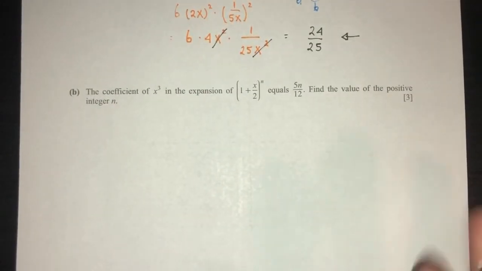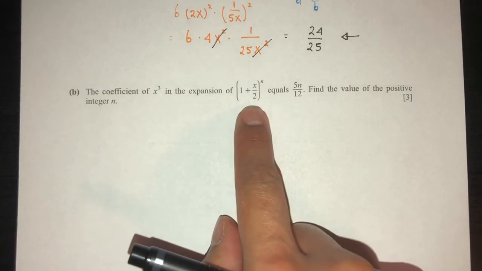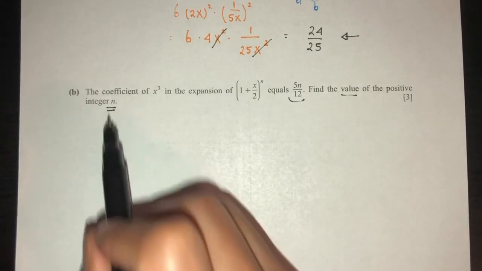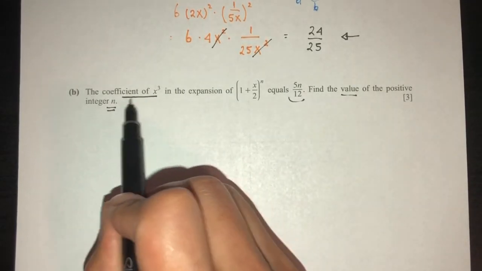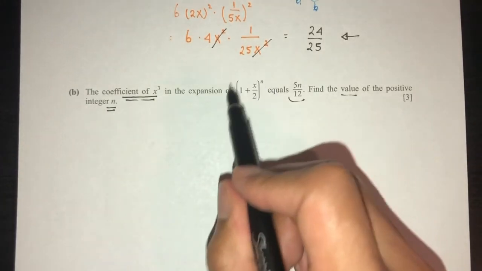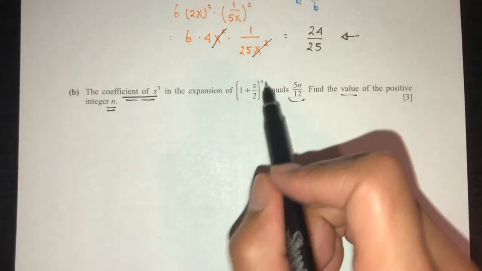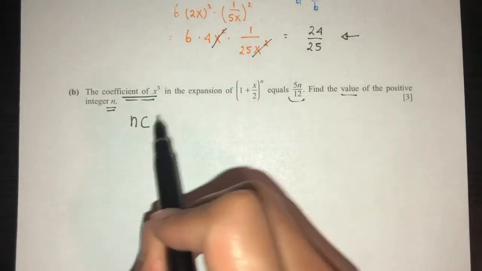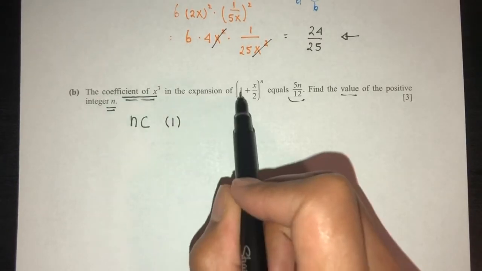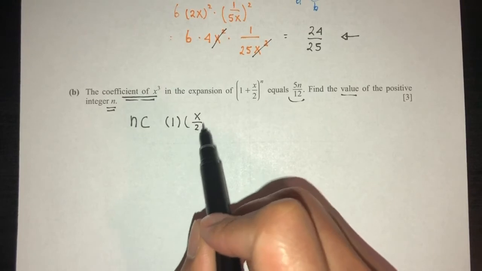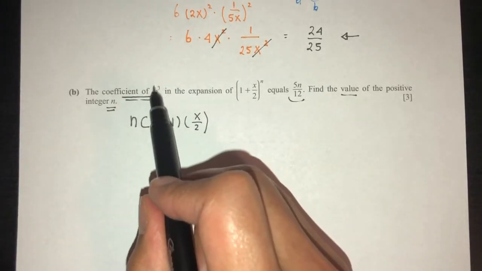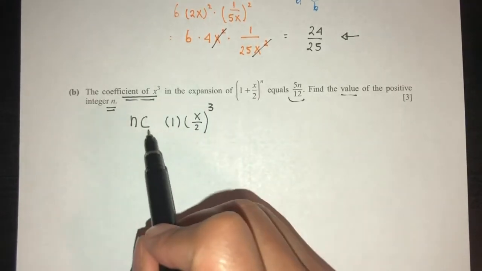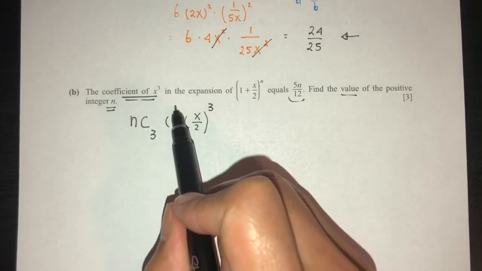Now for part b, we have the coefficient of x cubed in this expansion equal to this value. Find the value of the positive integer n. So we have to find the coefficient of x cubed. Let's write this down. We have to find a term in x cubed. So we have n choose something we don't know, but the first value here is 1, and this one is x over 2. To make it a term in x cubed, we have to have 3 here, and this has to be n minus 3.